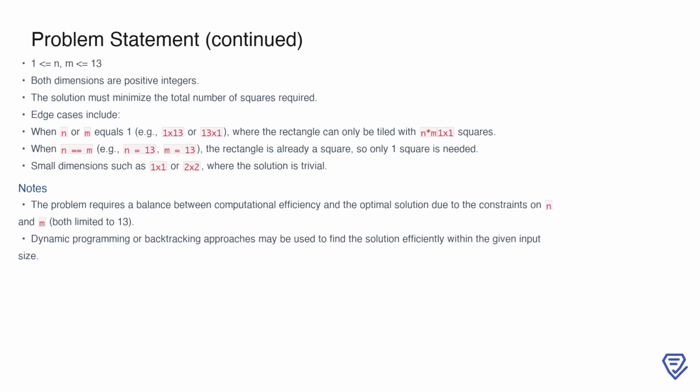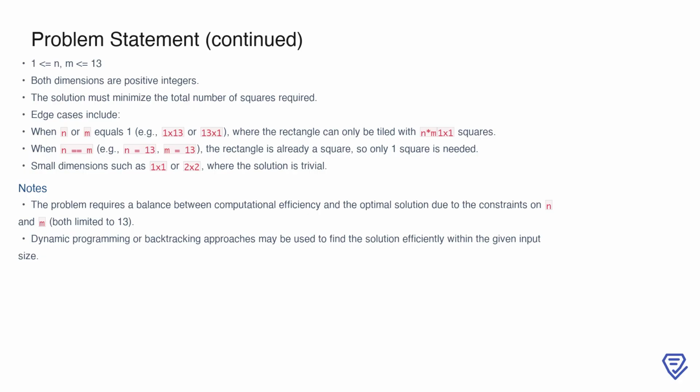When solving this problem, note the constraints: both n and m are positive integers between 1 and 13. This means the solution must account for edge cases. For example, if one dimension is 1, like 1x13, the rectangle can only be tiled using n times m 1x1 squares. If both dimensions are equal, such as 13x13, the rectangle is already a square, so only one square is needed. For smaller dimensions, like 1x1 or 2x2, the solution is straightforward.